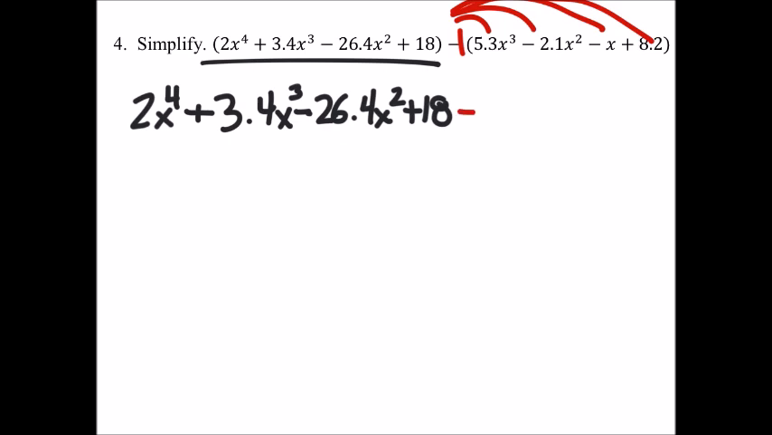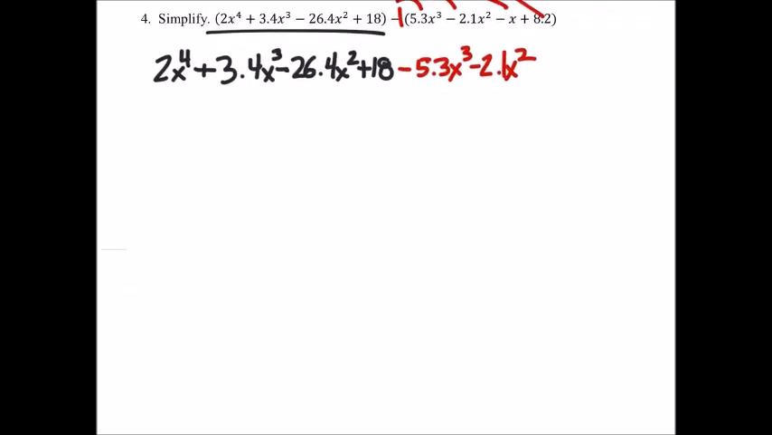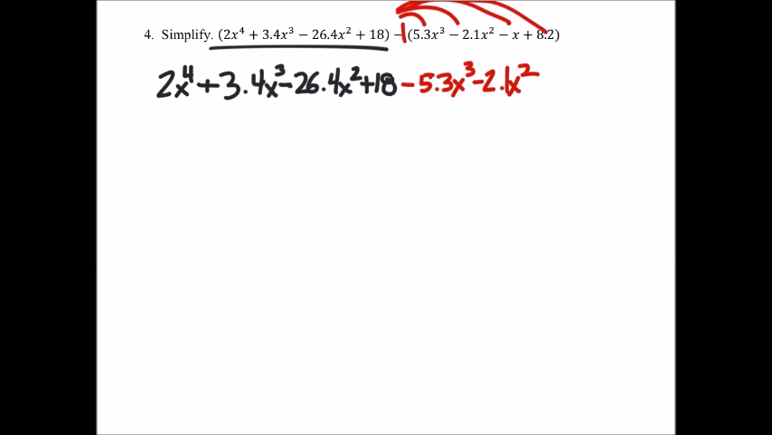So now I have a negative 5.3x cubed minus 2.1x squared, and I did run out of space. There we go. Oh, I meant plus. Sorry about that. And then we got plus x. You can make that a 1x if you want. And then minus 8.2. So we just changed all the signs in there. Now what I'm going to do is look for like terms.